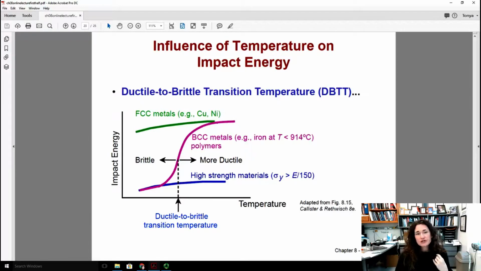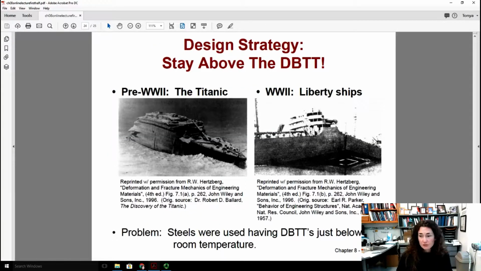So you really need to do these tests, these fracture tests, at a range of temperatures, okay? And make sure that you've not got a ductile to brittle transition temperature kind of problem when you design some of these parts. You really want to avoid that. And here's a couple of examples why, okay? Pre-World War II, the Titanic, and in World War II, the Liberty ships. Now what happened here was that these steels were used to create these ships, and they have ductile to brittle transition temperatures that are just below room temperature.